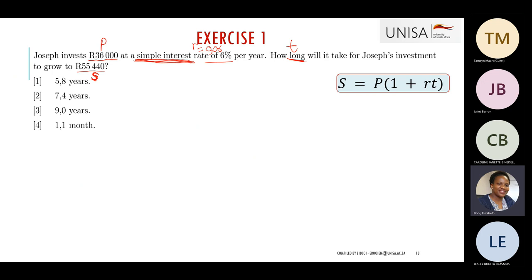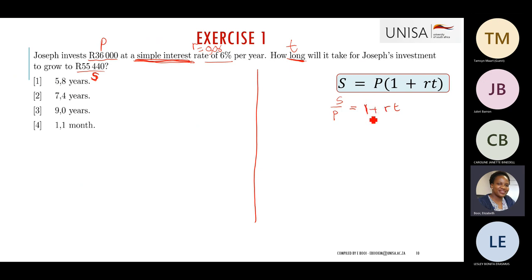So, since our formula looks like this, the first way you can do it is to convert your formula before you do your substitution. We know that if we want to make T the subject of the formula, we can divide this side by P, and divide that side by P. P and P will cancel on one side, and you will be left with 1 plus RT. On the other side, you will have S over P. S over P is equal to 1 plus RT.